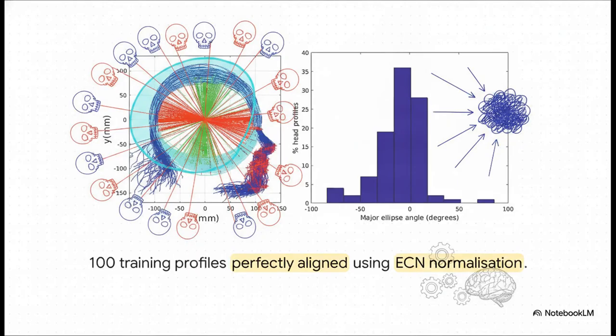Just look at the results. When the ECN method is applied, it perfectly stacks and aligns these 100 training profiles. Notice how incredibly neat that is? The major red axes and minor green axes are perfectly clustered together inside those cyan ellipses. ECN successfully normalizes these highly diverse head shapes into a clear, unified data set. This mathematical model is now completely primed for a real-world application.